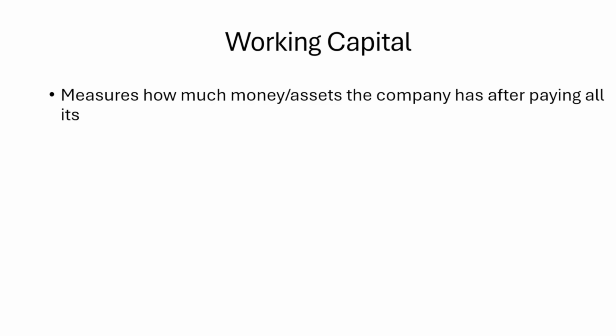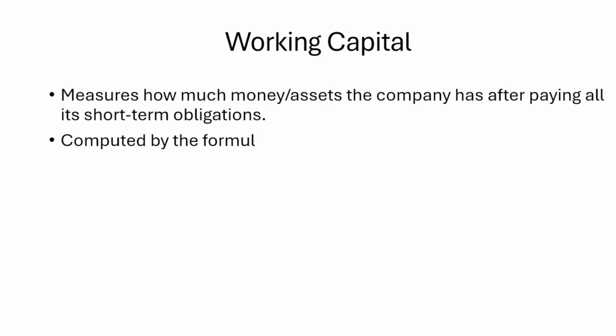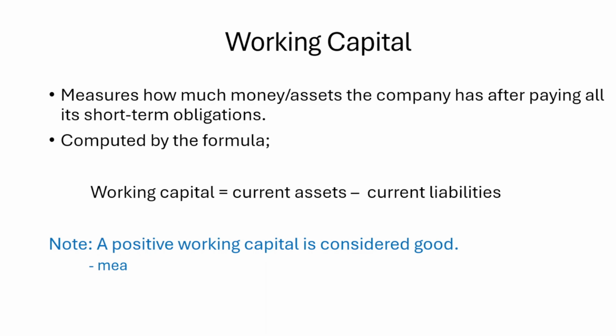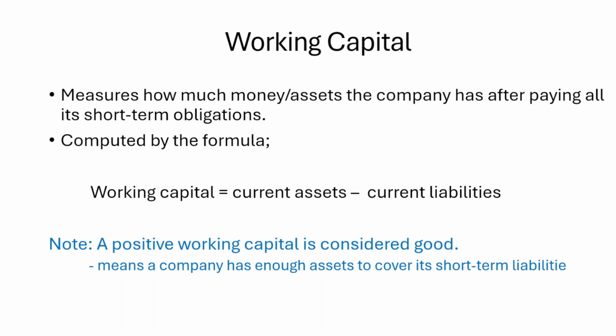Let us move to working capital. This is a measure to show how much money a company has left after paying for all its short-term obligations. As you can hear from the term, working capital is equal to current assets minus the current liabilities, and the leftover is the working capital. If the working capital is positive, it's considered to be good, and if it's negative, it's considered to be bad. In this case, it means that the company has enough assets to cover its short-term liabilities.